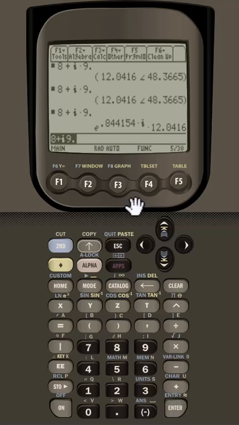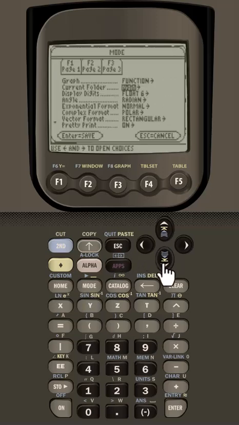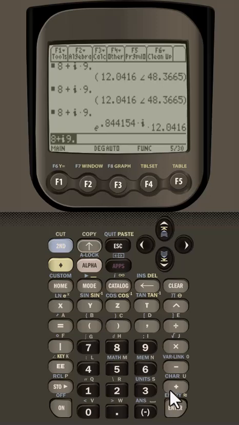Okay, but the polar format is going to be exponential format, so it'll be e to the 0.844154i times 12.0416. This is the magnitude, 12.0416, and this is the angle in radians. But I just think for most of what you're going to be doing, it will be more convenient to have your angle in degrees. So I would change this to degrees. Enter and enter. So now it's in degrees.